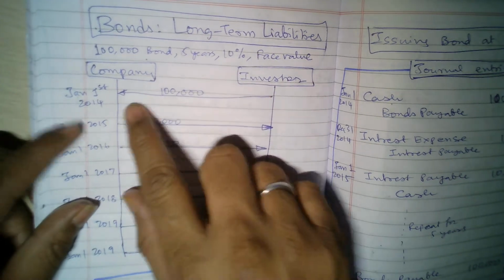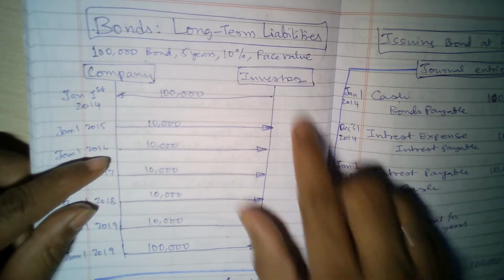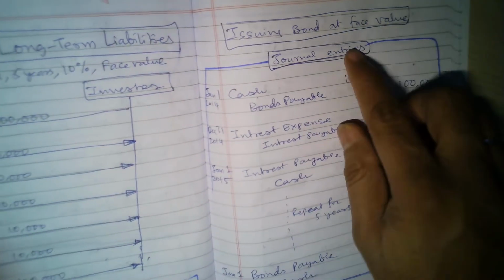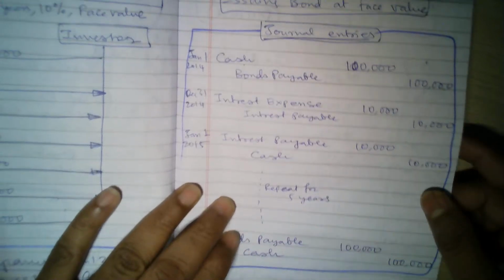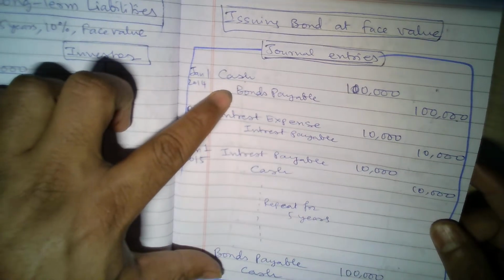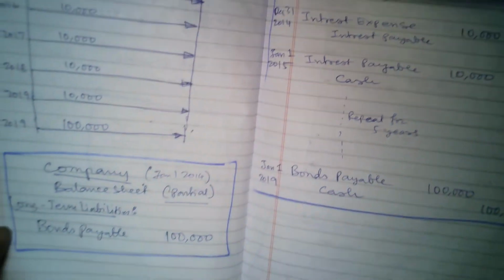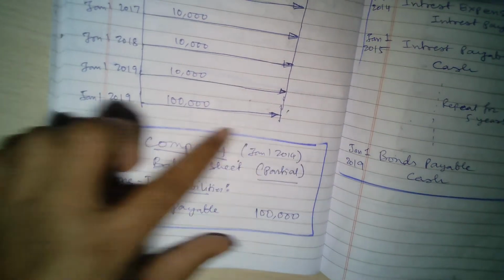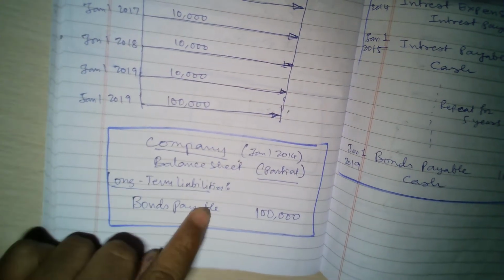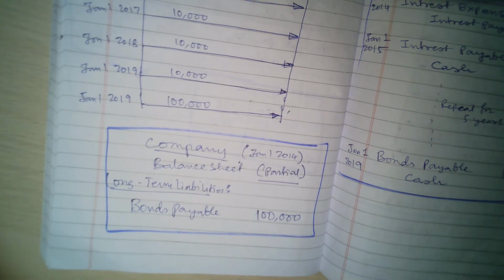Now, the concept is about the difference from face value. Here is how the journal entries are made. You can pause the video and look at these sample journal entries when the bond is issued at face value. Similarly, you can see here the balance sheet of the company when the bond is issued at face value.